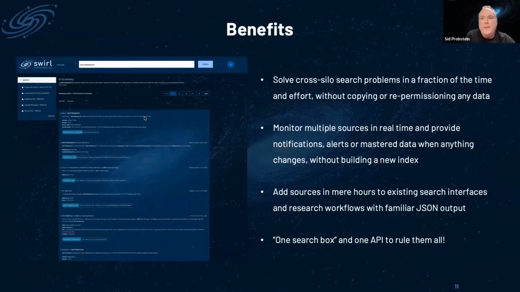And ultimately, the true benefit of deploying Swirl Metasearch in the enterprise is one search box and one API to rule all those other search engines and endpoints, all those searchable things. You can put this together and then build applications and solutions on top of it, and the users will be amazed at how quickly you solve their problems.